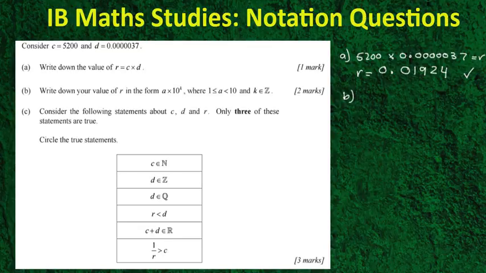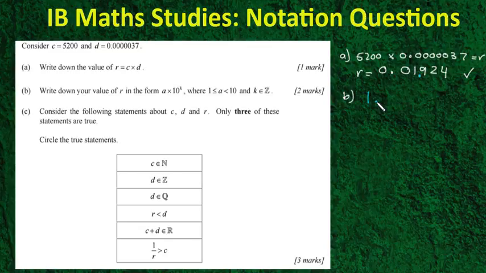Okay, part B, it says write down the value of R in the form of A times 10 to the power of K, where A is between 1 and 10, equal to 1 and less than 10, and K is an element that is an integer. So first of all, I'm going to put a number between 1 and 10 because that's what it states. It does state it has to be between 1 and 10.